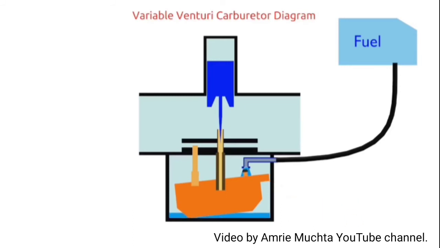When the gasoline is full, the float rises and the needle also closes the fuel. So, there is no fuel flow to the float chamber. It makes the gasoline not overflow. When the gasoline in the float chamber decreases, the float drops and the gasoline returns to fill the float chamber.